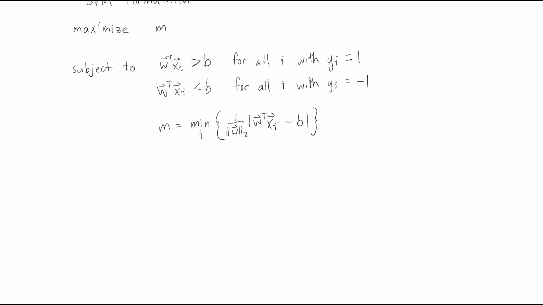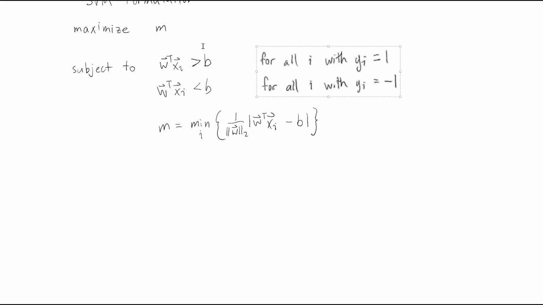So now we're going to just do a bit of math and manipulate things a little bit. So first I'm going to move things to give myself more room. So the top one used to be greater than b. If I move the b over, I will have w transpose xi minus b greater than 0. And over here, I would have less than 0, right? So I'm just doing some simple algebra to simplify the constraints a little bit.